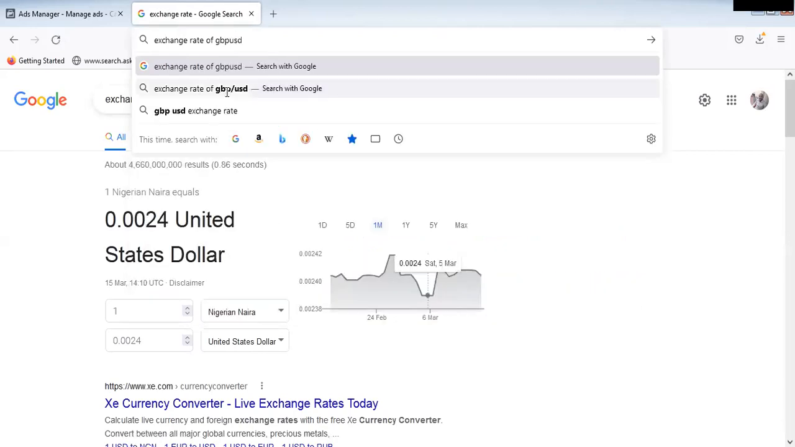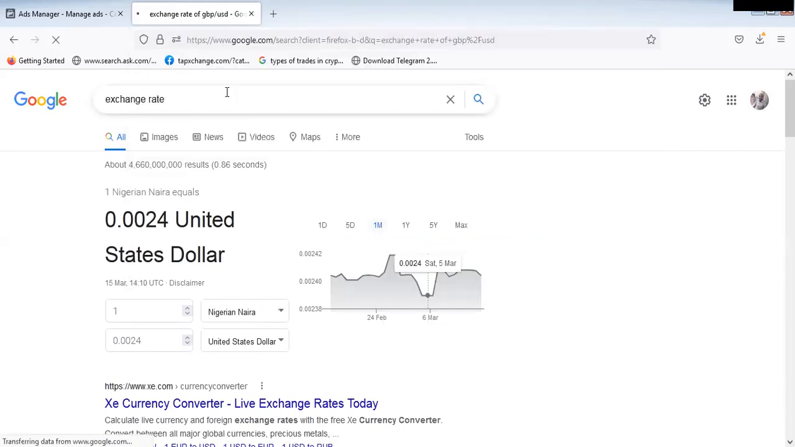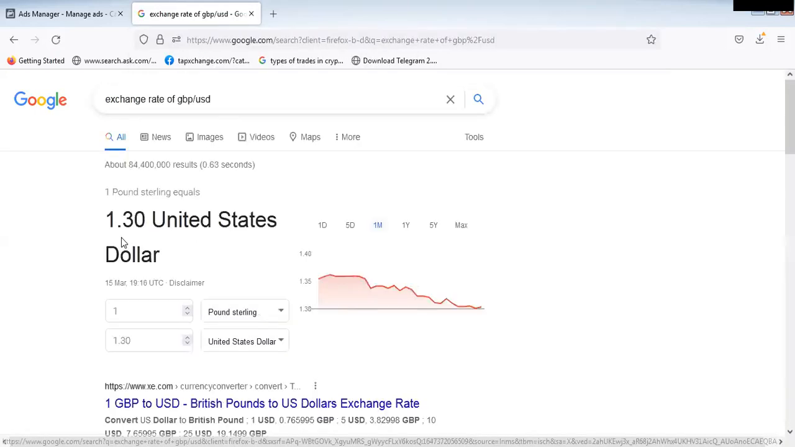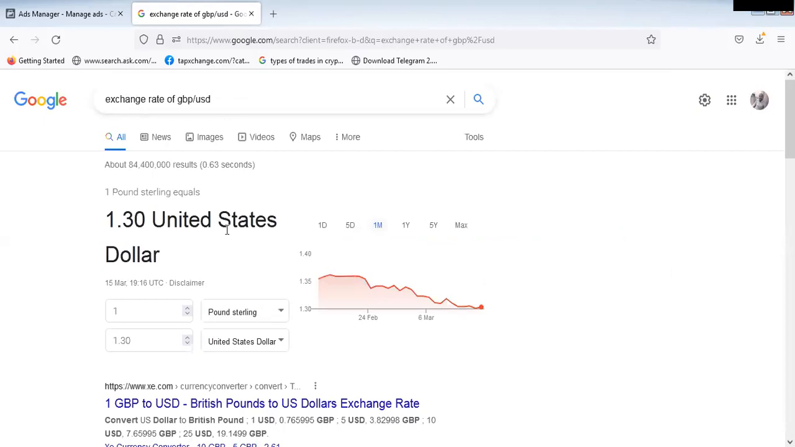If I click on it, can you see it? That's 1.30 United States. It means that the exchange rate of the dollar has been dropping for some time. As at this time, the exchange rate of the dollar was 1.35. You see, this disaster really affected the forex market.